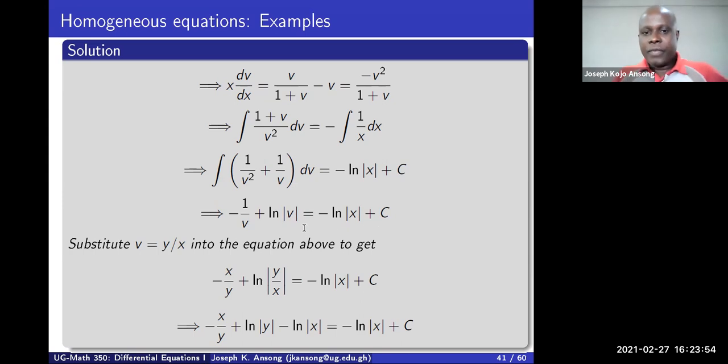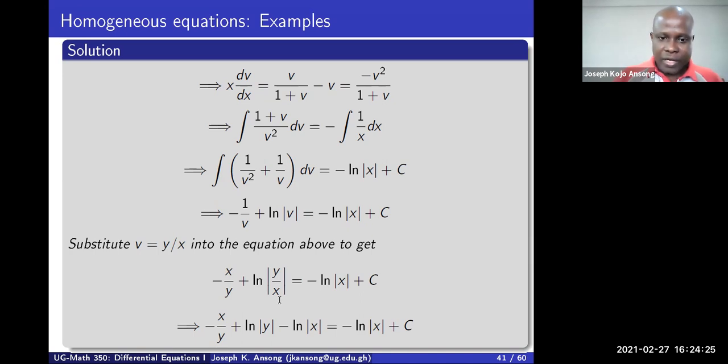Now from here, you could try to do all kinds of things, but one of the easiest ways to do it is to put v back in terms of y over x. We know v is equal to y over x, so put it back in here. When you do that, you're going to have negative x over y plus ln of y over x is equal to negative ln x plus c. Remember that ln a over b is the same as ln a minus ln b.